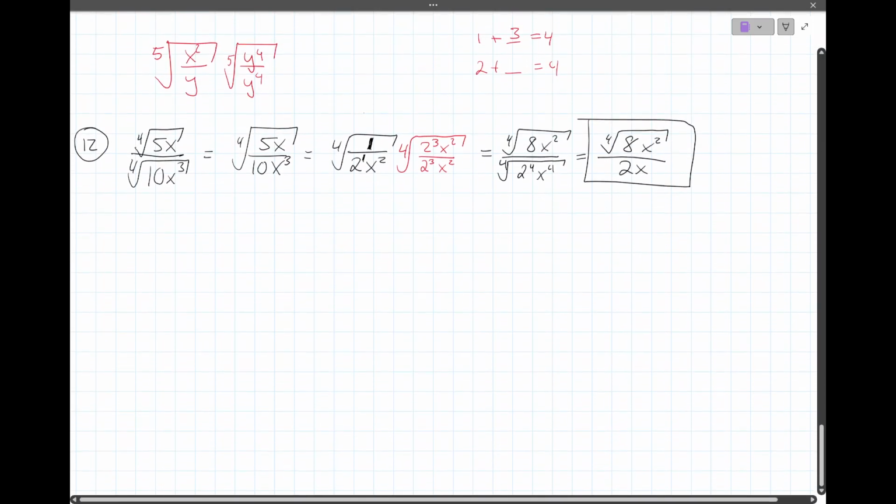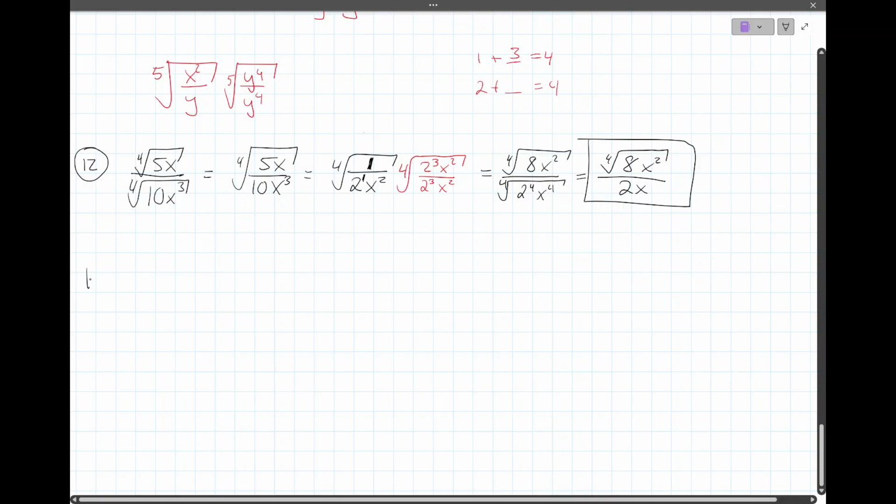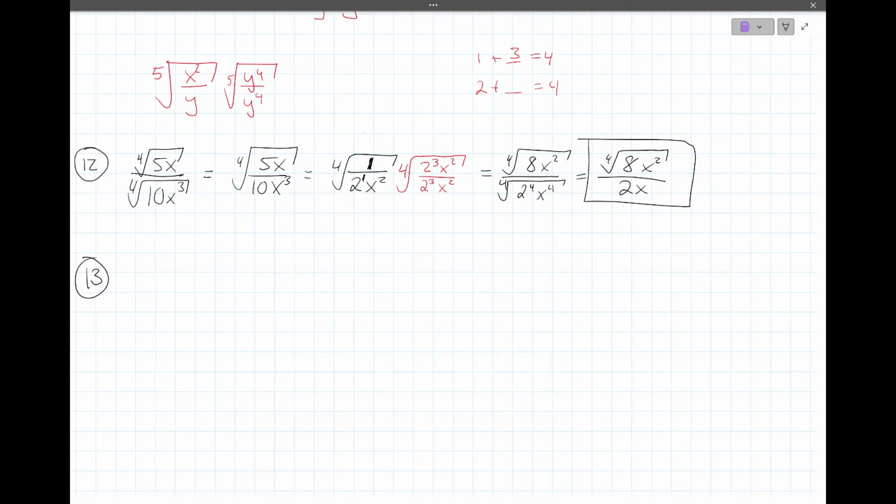All right, welcome back to 1.6 part 3. Let's finish this off with a super important idea that we're going to use and has application outside of radicals, right? We're going to use this idea of two expressions.